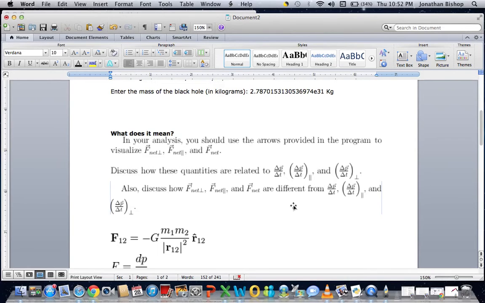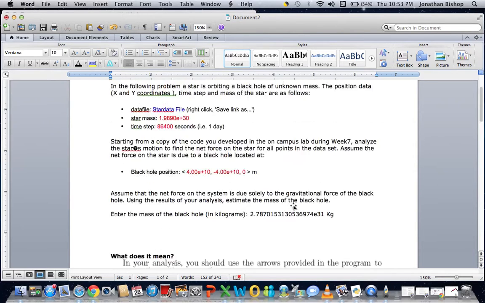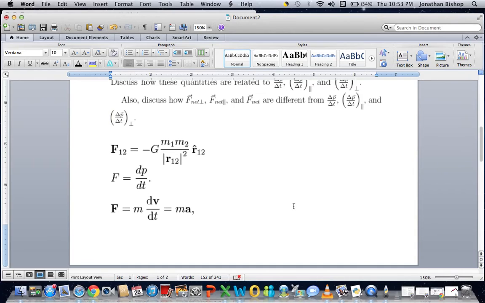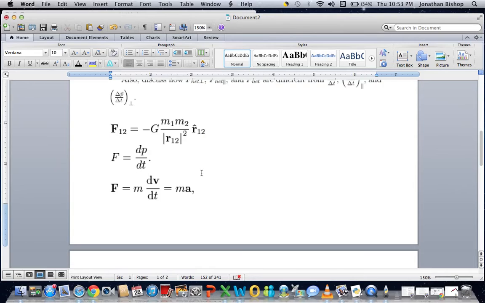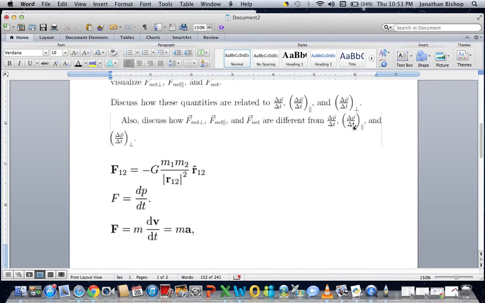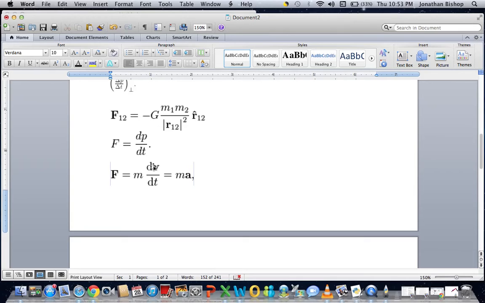To find the F net in this case, it's just the gravitational forces, so you find the answer to that through this equation right here. To find dP dt, you derive it through another process using change in velocities, like I showed you in the code. F net is equal to change in velocity over change in time times the mass, or mass times acceleration.